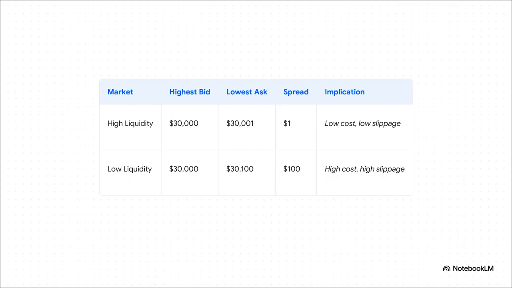It's a perfect example. See how the spread tells a story? In a market with high liquidity, lots of buyers and sellers, that gap can be tiny, maybe just $1. That means trades are cheap, they're efficient. But in a low liquidity market, whoa, that spread can blow out to $100. That not only makes trading way more expensive, but it also brings in this nasty risk called slippage. That's where the price you think you're getting isn't the price you actually pay.